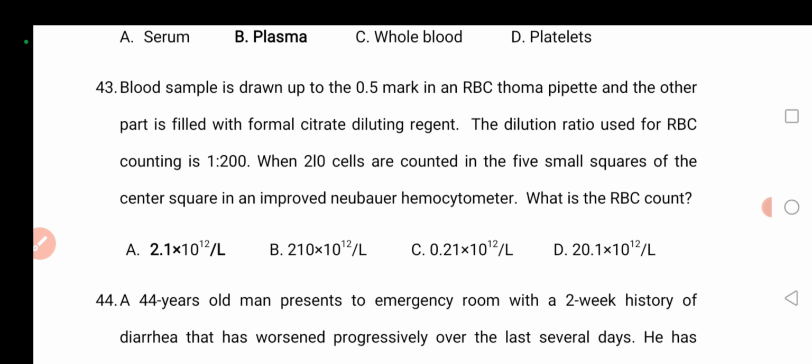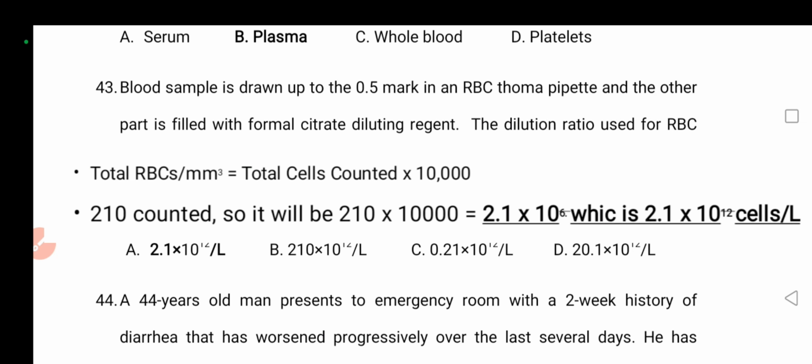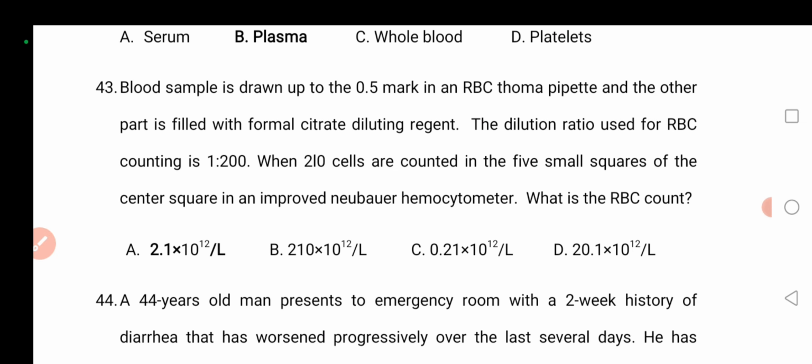So as you know from the calculation formula, to calculate the number of cells, we multiply what? The number of cells that are counted times what? The dilution factor over the area counted. Accordingly, we multiply 210 times what? The dilution factor, which is 200. And what? We divide by the area counted.